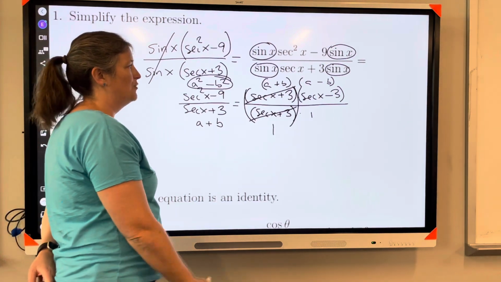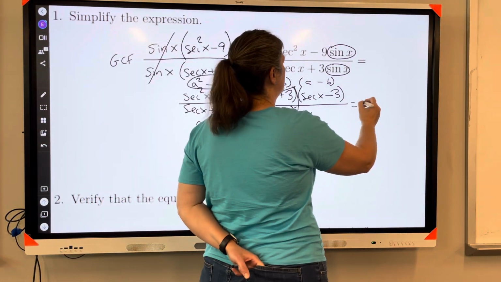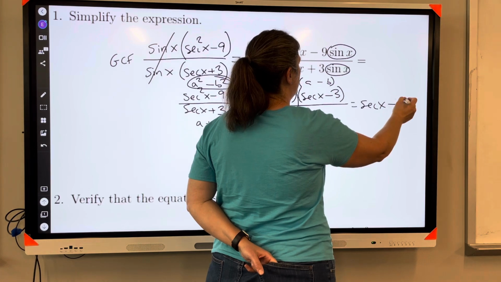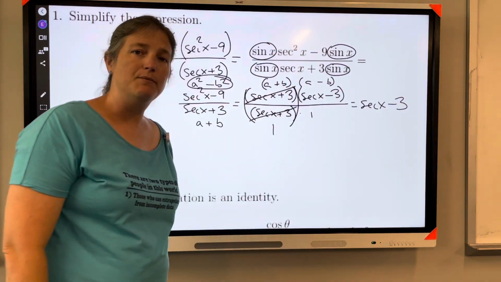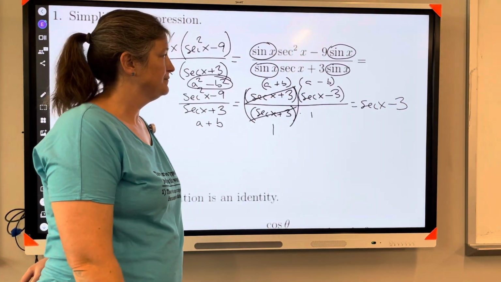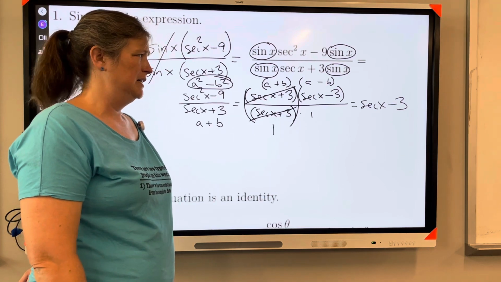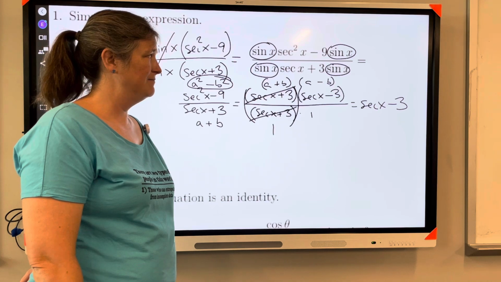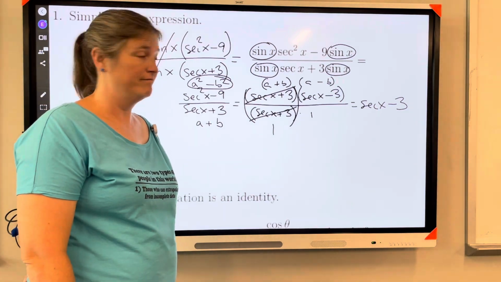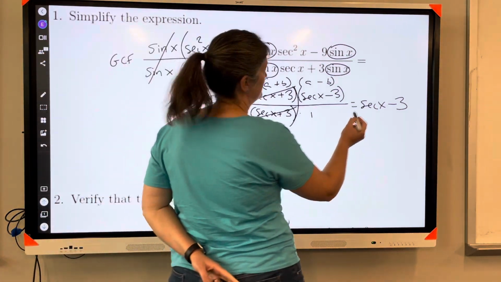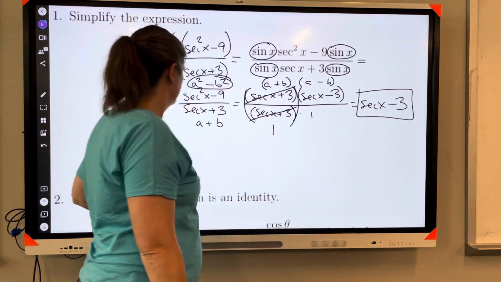Okay, so the whole thing equals the secant of x minus 3, and that seems about as simple as it's going to get. Single trig function, single operation. Yeah, that's it. It's done. So this must be fully simplified.